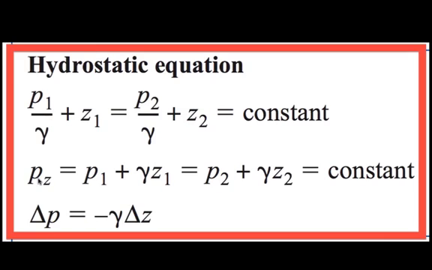Notice there are three forms of the equation. These are all the same. You can do algebra to get from one form to another. Terms: P is pressure, gamma is specific weight, Z is elevation. Delta P means a change in pressure. Delta Z means a change in elevation.